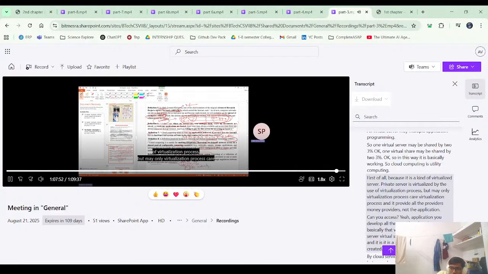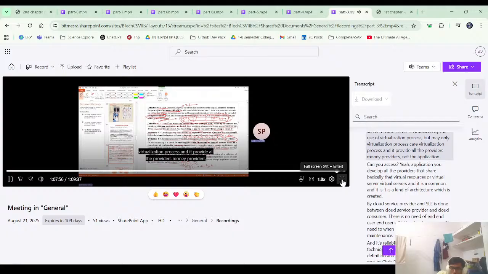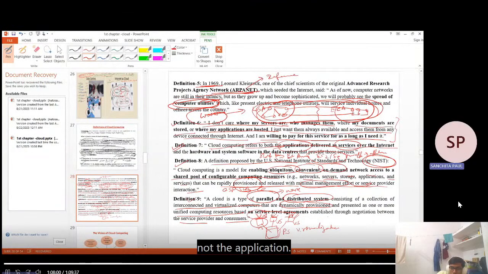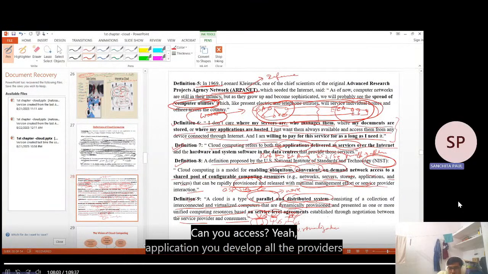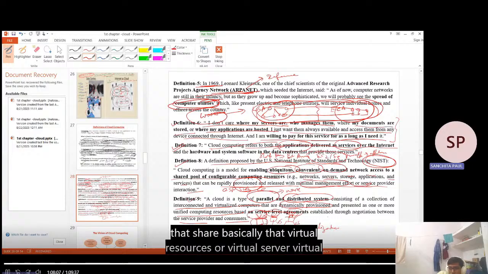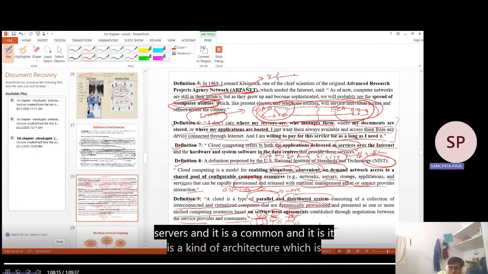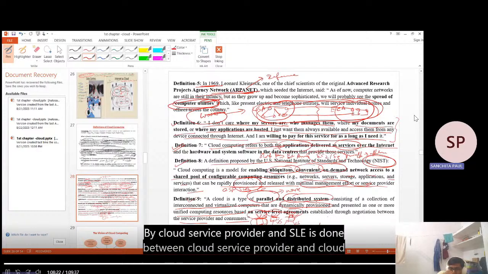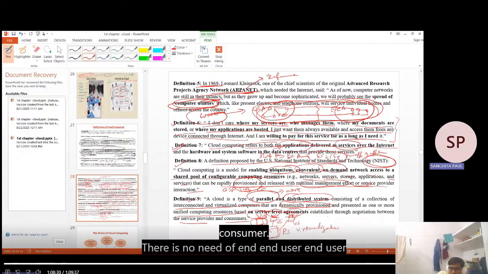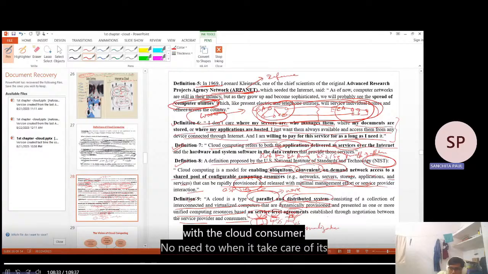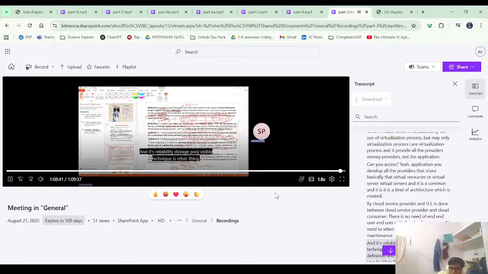I will come to what the virtualization process is later. The virtualization process provides all the providers, meaning the application that is being accessed or developed, all the providers that share basically those virtual resources or virtual servers. It is a kind of architecture created by the cloud service provider, and an SLA is done between the cloud service provider and the cloud consumer. There is no need for the end user, meaning the cloud consumer, to take care of maintenance, reliability, storage, or anything.